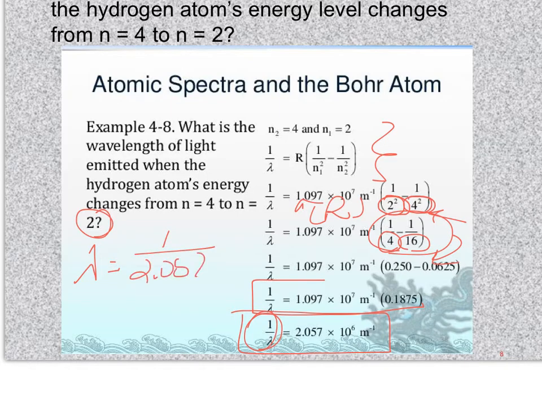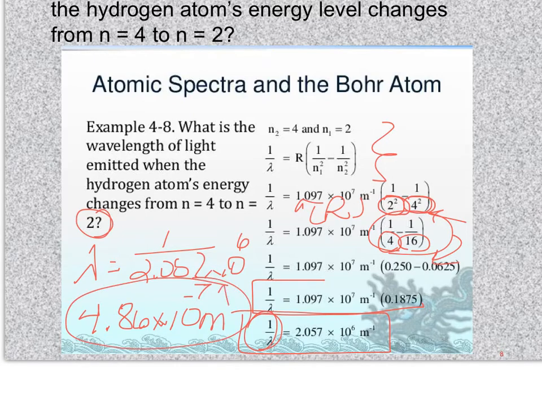So 1 over 2.057 times 10 to the 6 is, let's see, 4.86 times 10 to the minus 7, and the units out of the Rydberg equation for wavelength are meters. So there's your final answer.